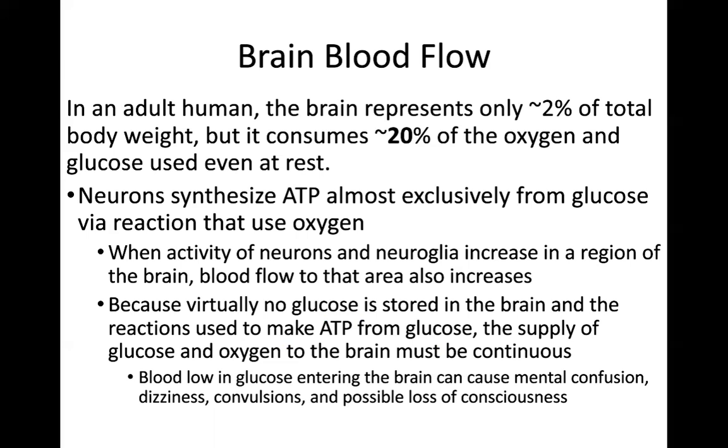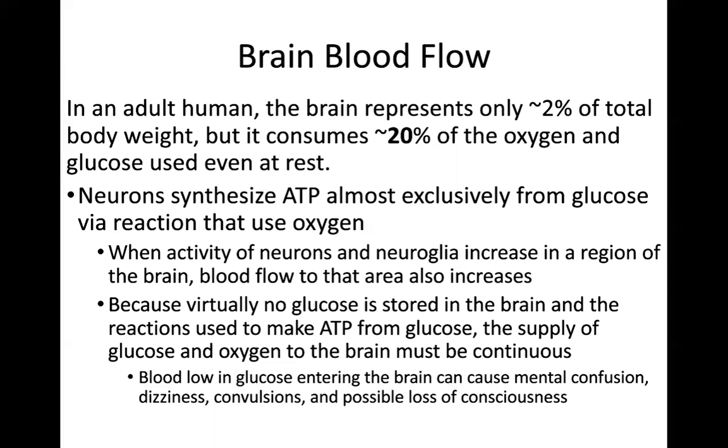Remember, we use oxygen to make ATP aerobically, which requires oxygen, but also glucose, two things that our brain doesn't create or store. That's why we have to have continuous blood supply to our brain. And if we cut off blood supply to our brain, how long are we going to last? A couple minutes, right? We synthesize ATP in our neurons almost exclusively from glucose via reactions that use oxygen. In other words, what we're saying is aerobic cell respiration.